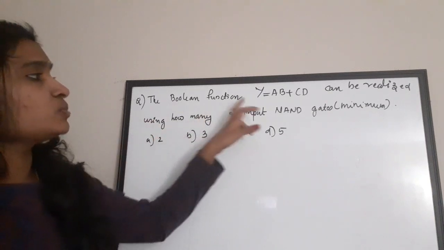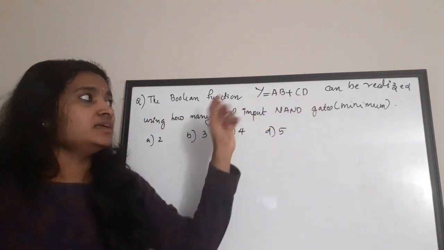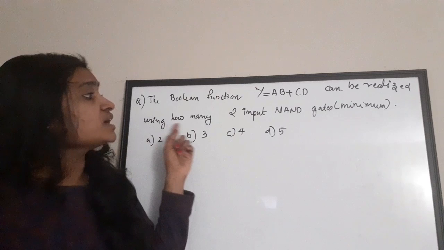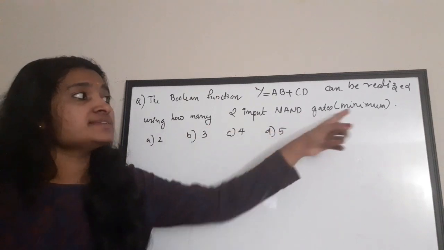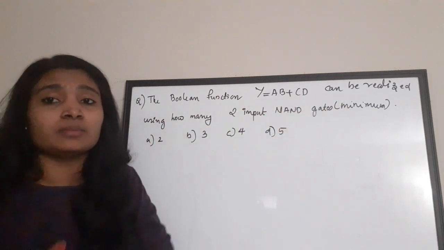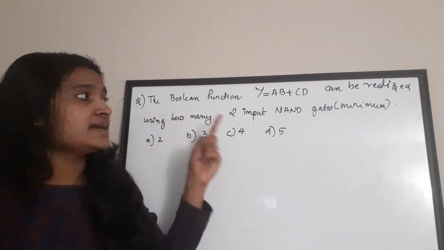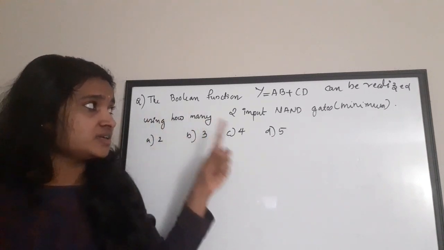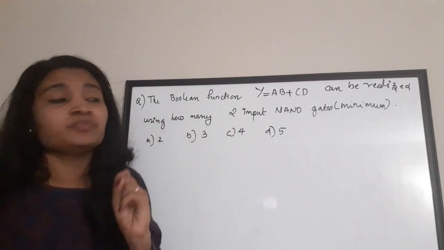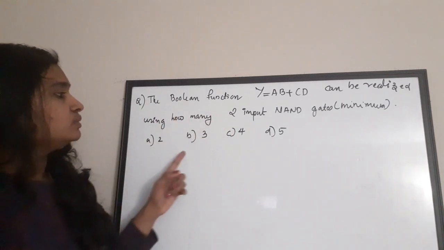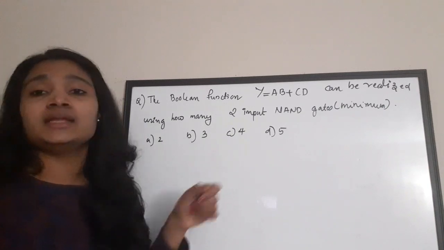The Boolean function y is equal to AB plus CD can be realized using how many 2 input NAND gates, that is, what is the minimum number of 2 input NAND gates you need to realize this expression, y is equal to AB plus CD. Options are A 2, B 3, C 4, D 5.